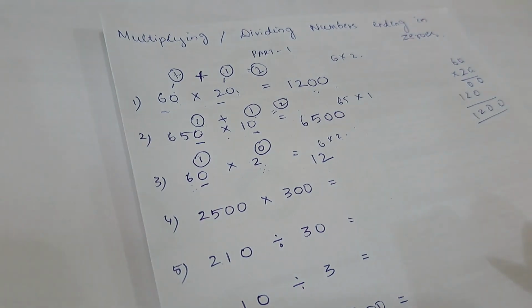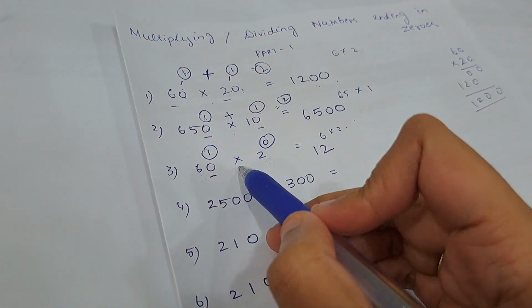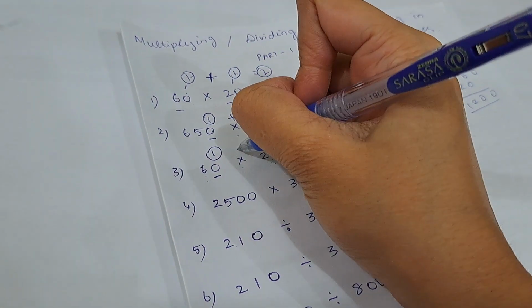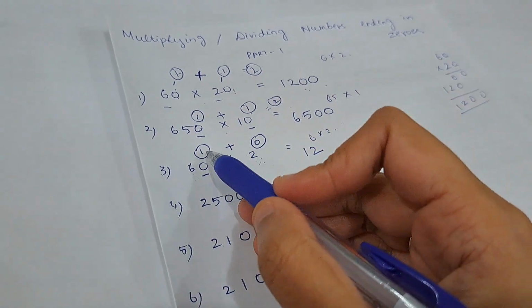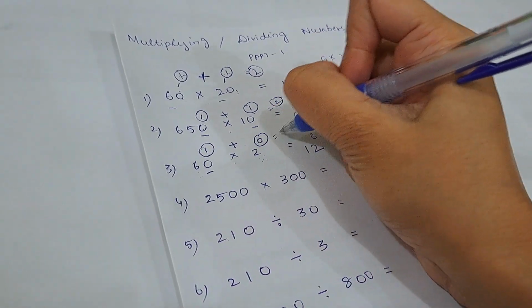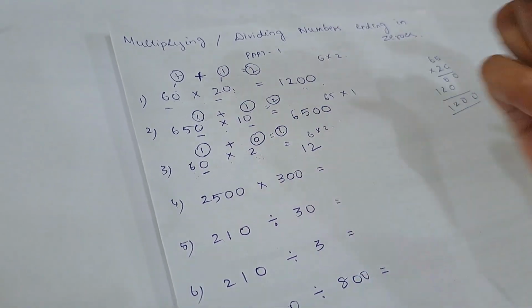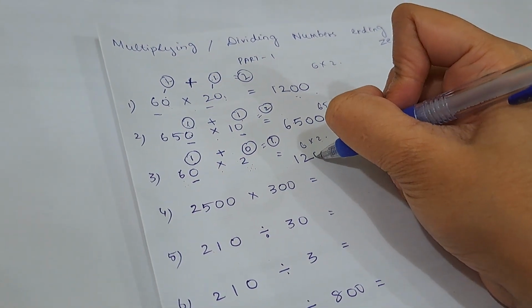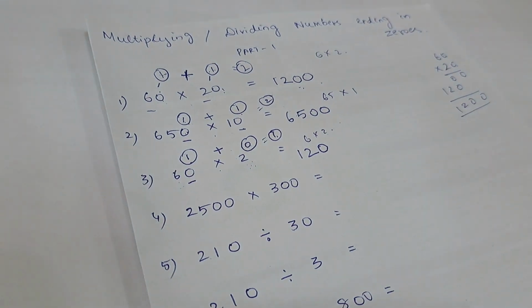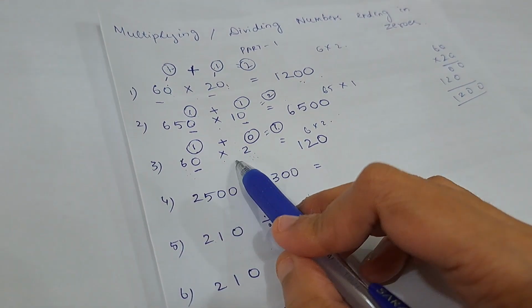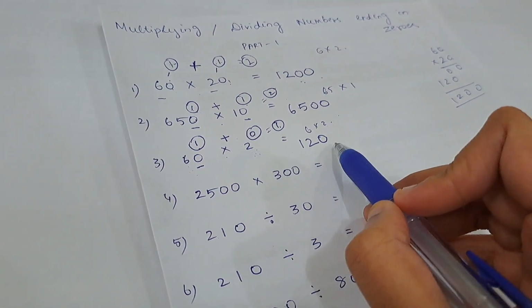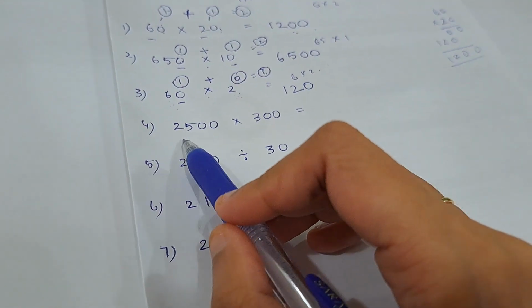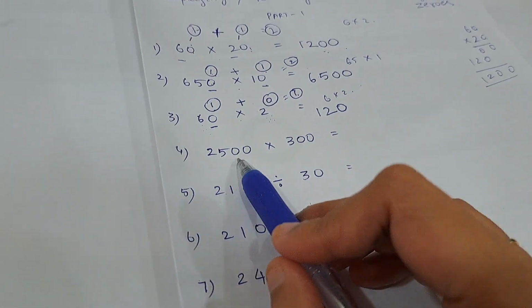And now it is time to deal with your zeros. It is multiplication, so you have to add the number of zeros. 1 plus 0, which is 1. So 1 zero you are supposed to write after your multiplication answer. So the answer for 60 multiplied by 2 is 120. Moving on to the next question.